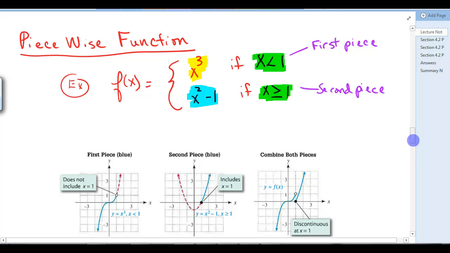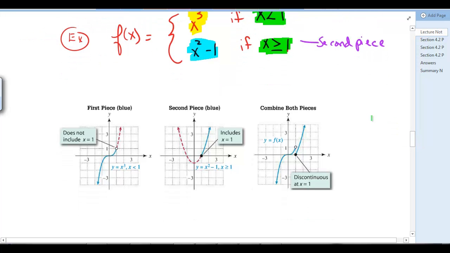All right, so let's look at what we've got here. So x cubed looks like that, but it says for x less than 1. Well, here's x equals 1, so it's just this part of the graph right here. That blue part is where x is less than 1. The second piece is x squared minus 1, if x is greater than or equal to 1.